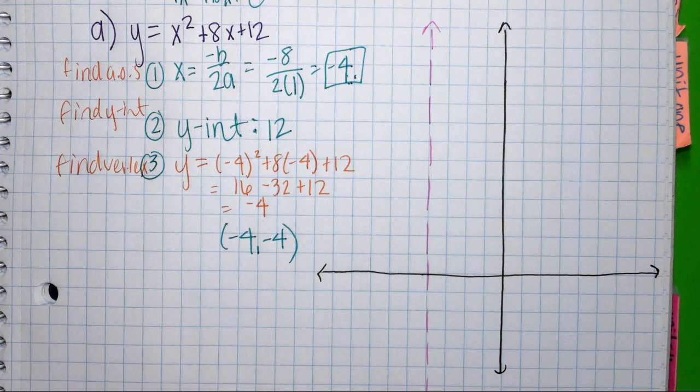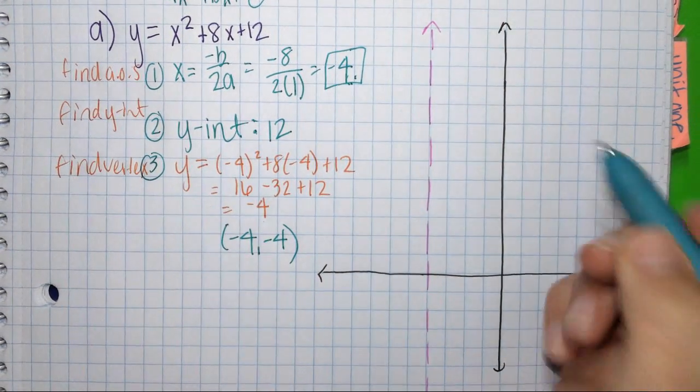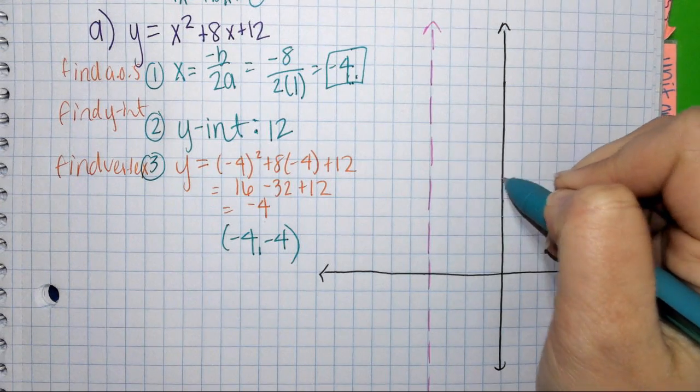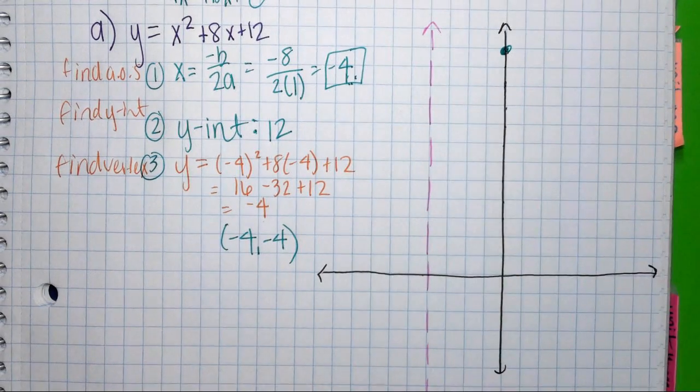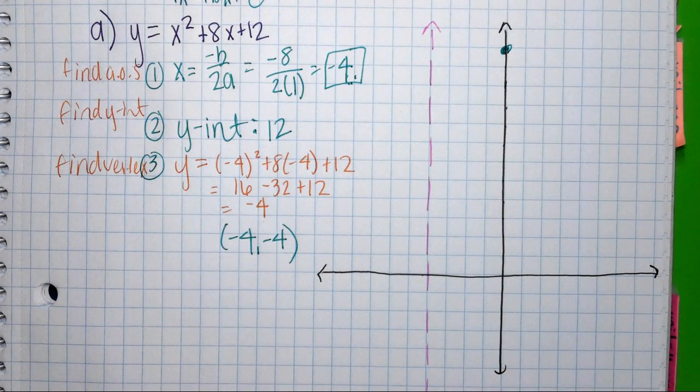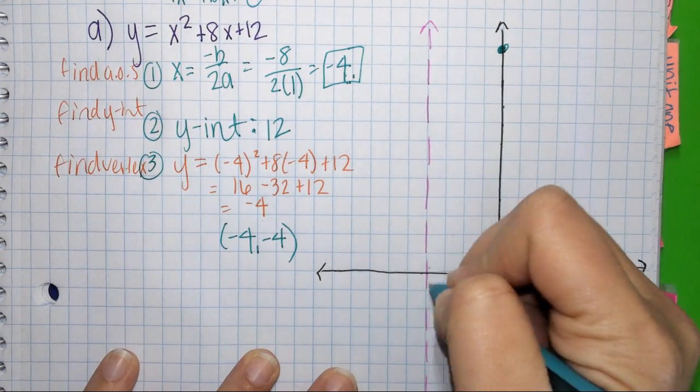All right, now we need to plot our y-intercept. What is our y-intercept? So we go up 1, 2, 3, 4, 5, 6, 7, 8, 9, 10, 11, 12. Are we ready? Okay, now we need to plot our vertex. And what's our vertex? Negative 4, negative 4.